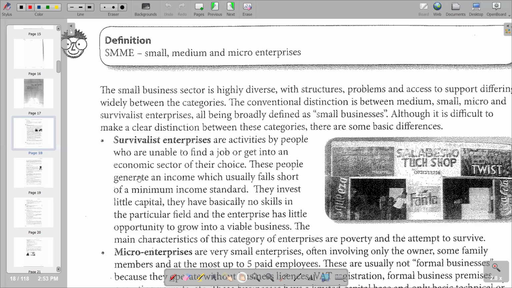So these are survivalist enterprises, and you see the description that we have on survivalist enterprises, that they are activities by people who are unable to find a job or get into an economy sector of their choice.